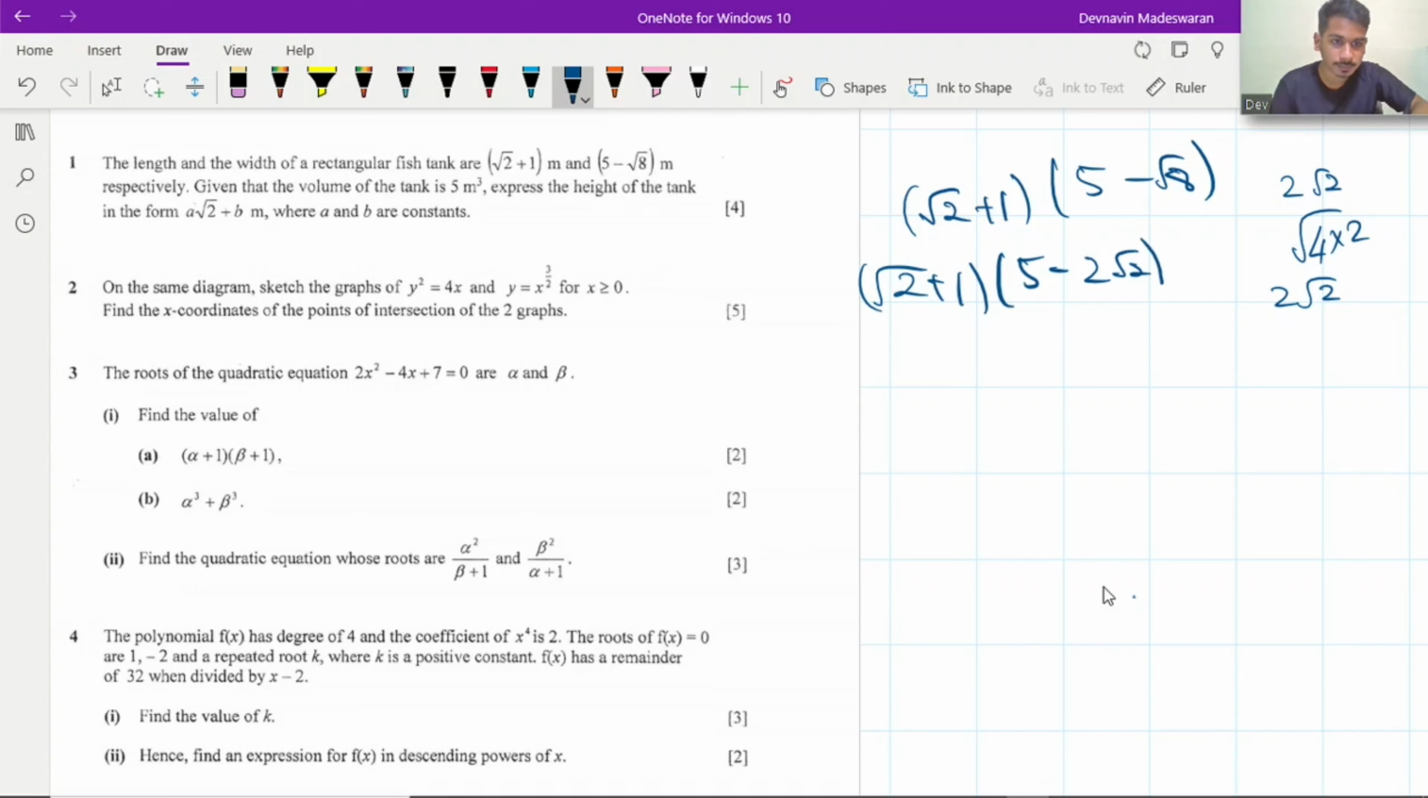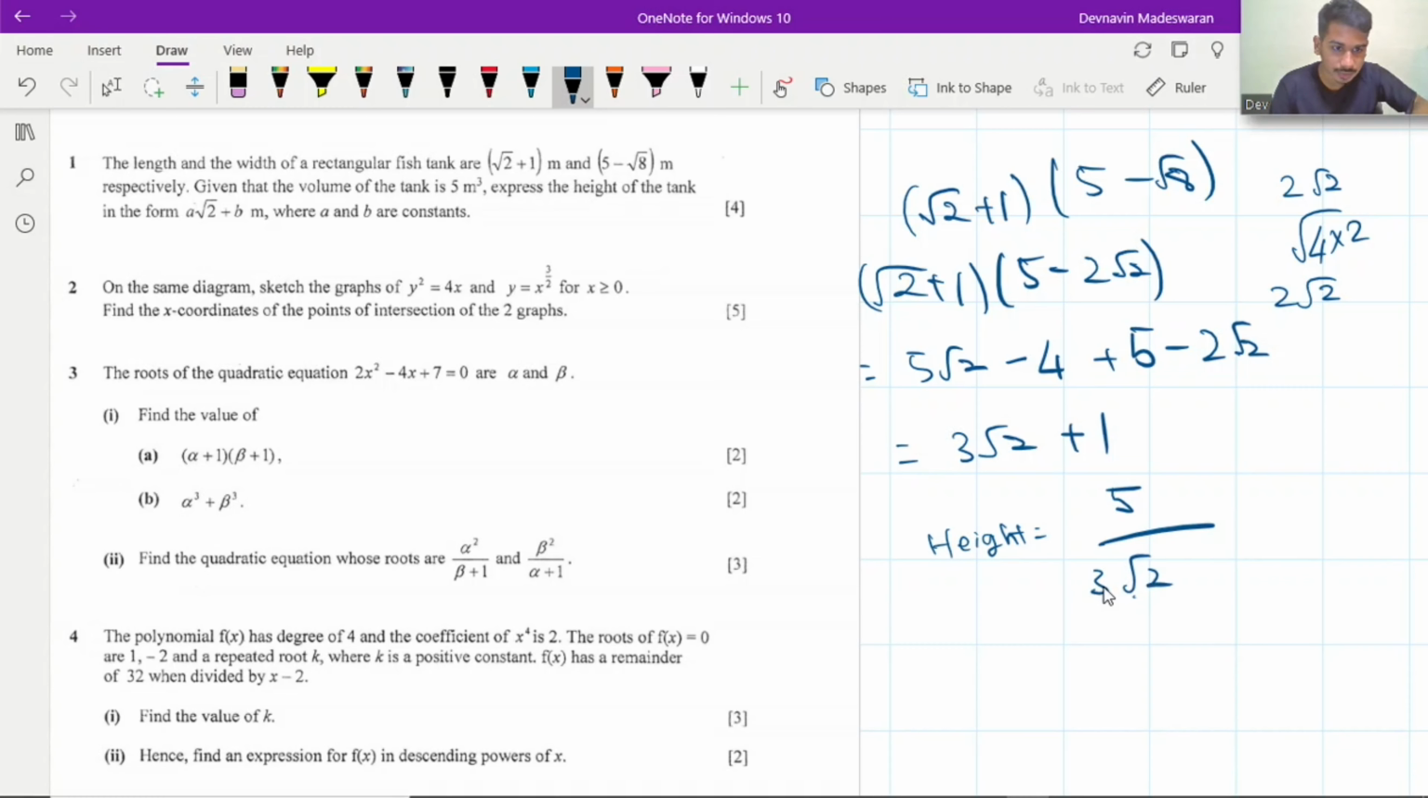So it's going to be square root 2 plus 1 times 5 minus 2 square root 2, and then you expand it. It's going to be 5 square root 2, and then minus 4, and then plus 1 times 5 minus 2 square root 2, and then in total you get 3 square root 2 plus 1. So this is the area. Once you have the area, we can find the height by dividing the volume by the area, right? So height is equal to volume, which is 5 over 3 square root 2 plus 1.